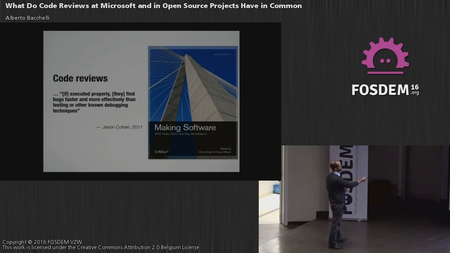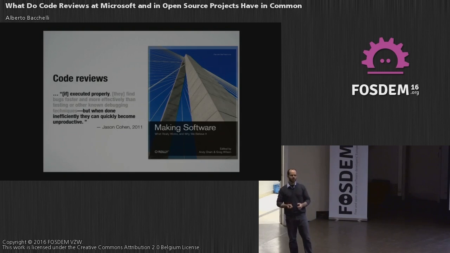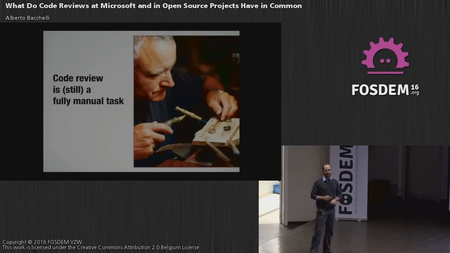And it says, code reviews find bugs faster and more effectively than testing or other non-debugging techniques. But when done inefficiently, they can quickly become unproductive. Okay? So apparently, you can do code reviews, you can get very good results, and this is what you read in blog posts and so on. But you have to do that carefully. And the problem is that to do that carefully, you only have to rely on yourself.